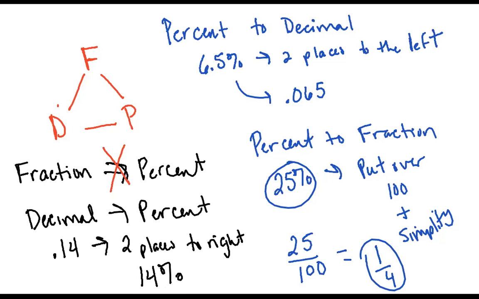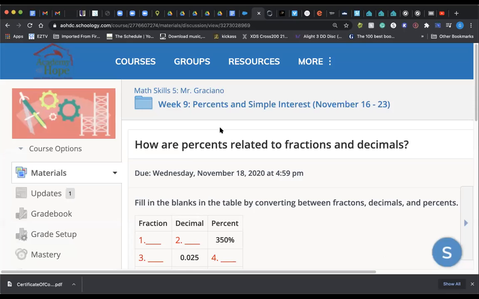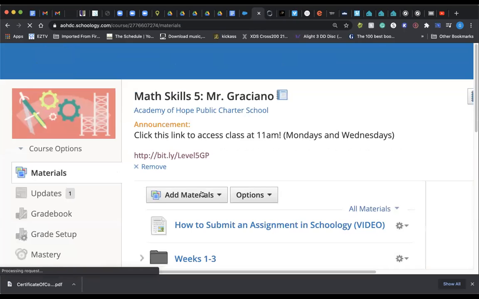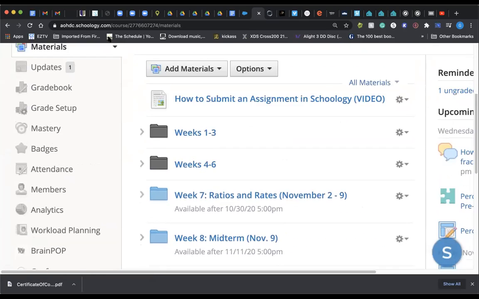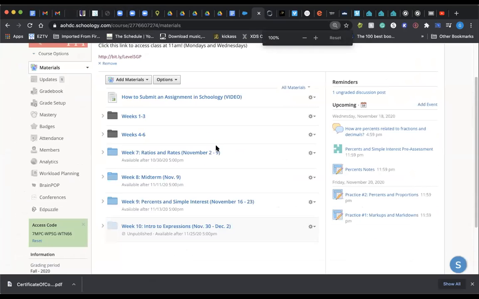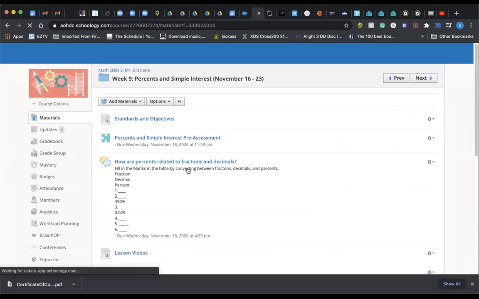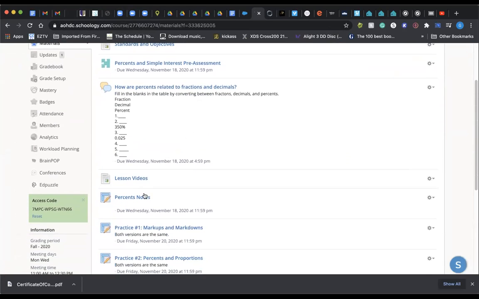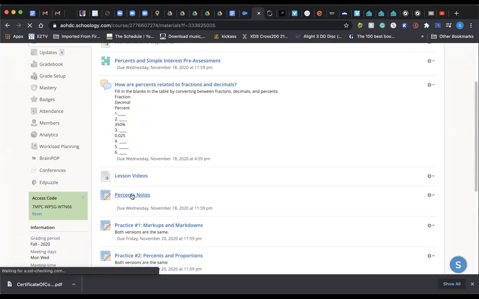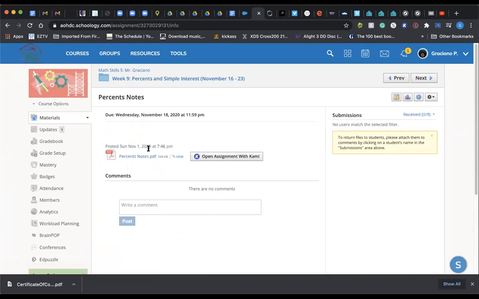So I'm going to go ahead and open up our notes. Again, this is in the week 9 folder. I'm going to open up the percents and simple interest notes, or I guess just the percent notes for right now. The simple interest notes will come later.